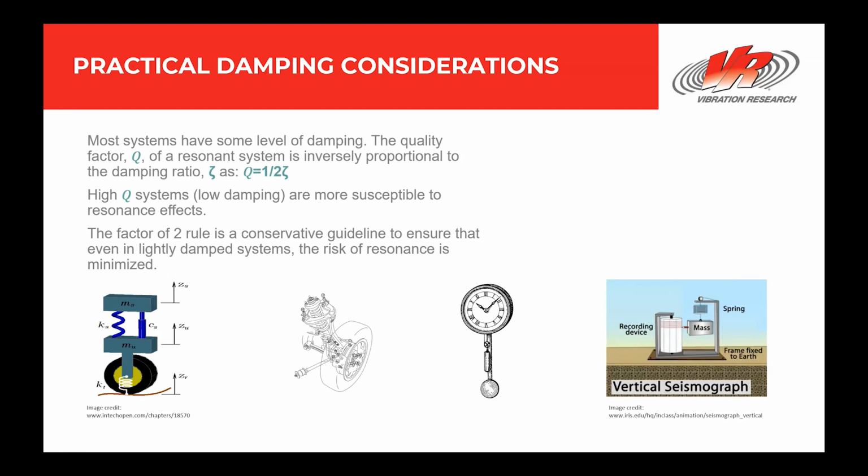Most systems, as I said, do have some level of damping. The quality factor Q of a resonance system is inversely proportional to the damping ratio zeta. So write that as Q is equal to 1 over 2 zeta. High Q systems have low damping, but are more susceptible to resonance effects. So let's look at a few examples of damping.